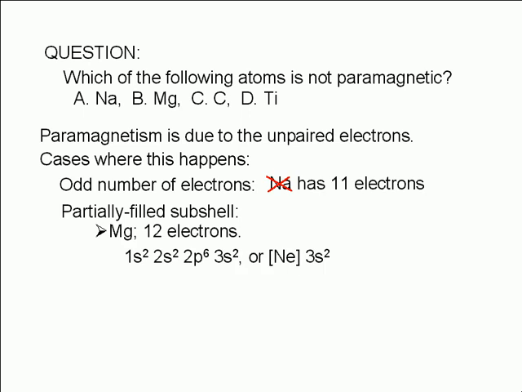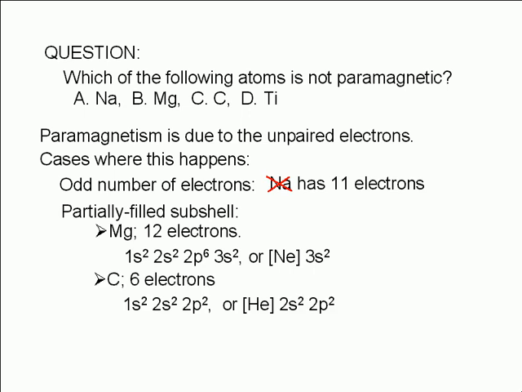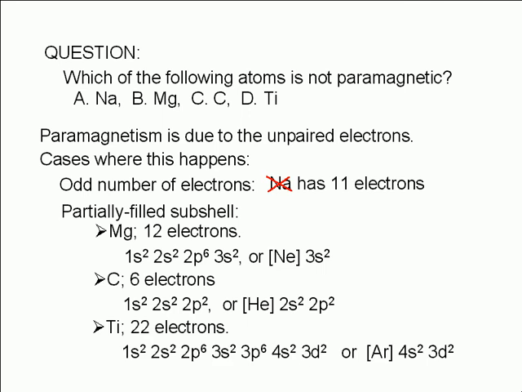Magnesium has 12 electrons. Its electron configuration is 1s2, 2s2, 2p6, 3s2, or neon core 3s2. Carbon has 6 electrons. Its electron configuration is 1s2, 2s2, 2p2, or helium core 2s2, 2p2. Titanium has 22 electrons. Its electron configuration is 1s2, 2s2, 2p6, 3s2, 3p6, 4s2, 3d2, or argon core 4s2, 3d2.